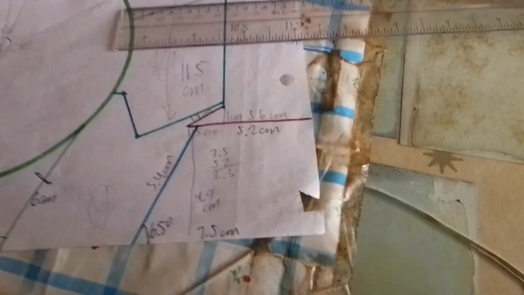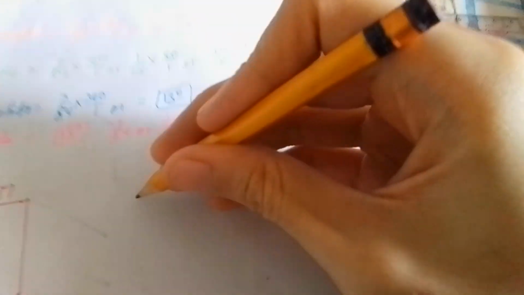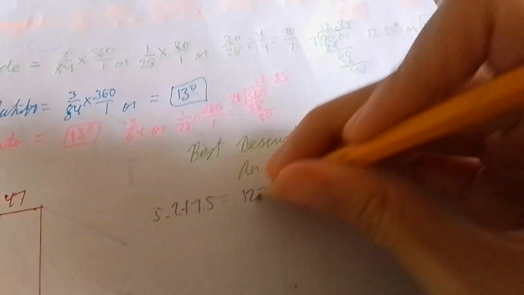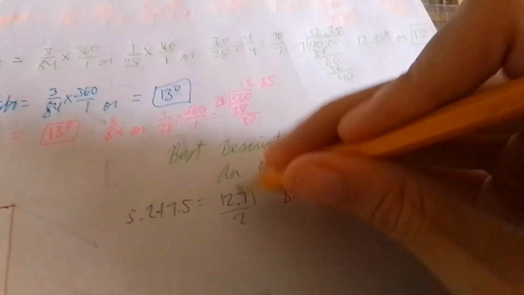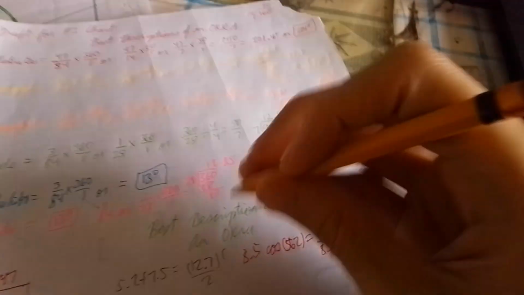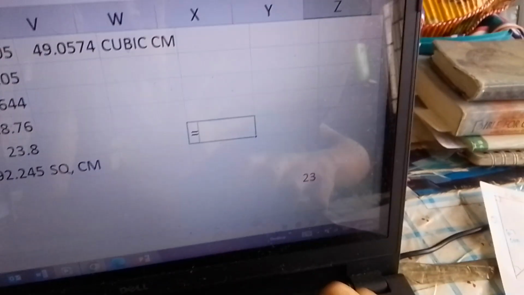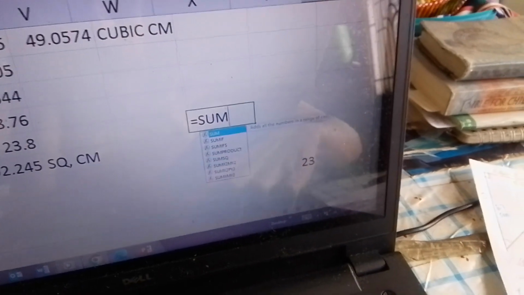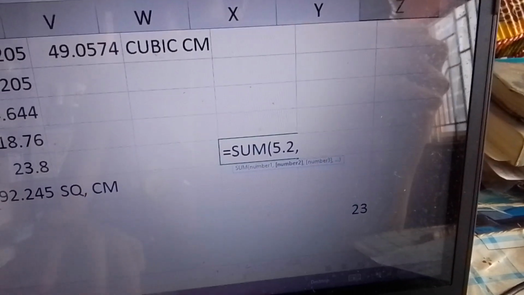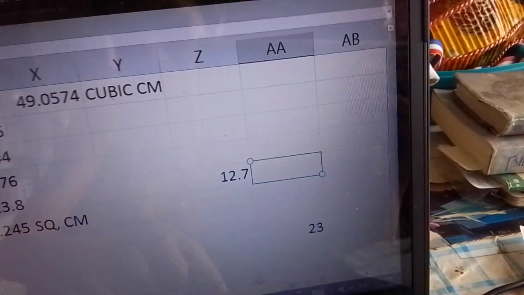To solve for the area, you already know what to do, okay? So, the area is the long base plus the short base times the height, di ba? So, we have 5.2 plus 7.5, which gives you 12.7. Divide by 2, then times 4.9. Actually, let's do it in Microsoft Excel para mas madaliin. Okay? So, we have the sum of the two numbers, 5.2 and 7.5. You should get something like this.